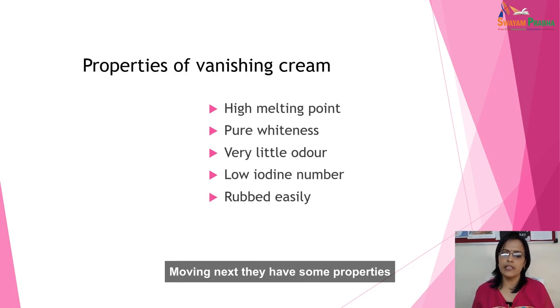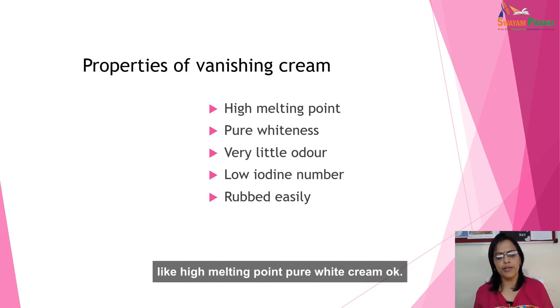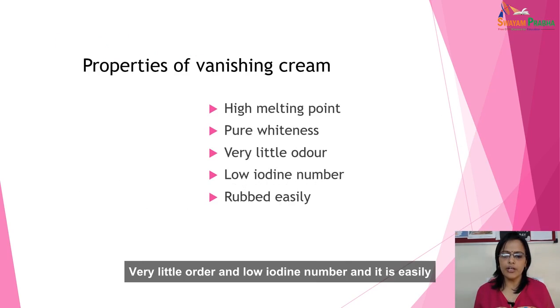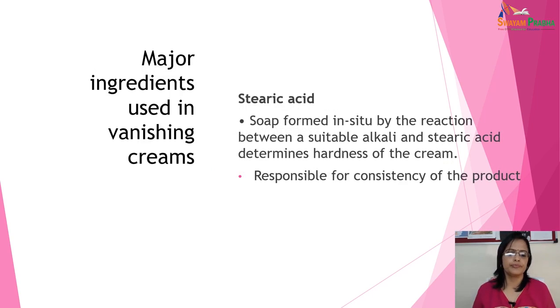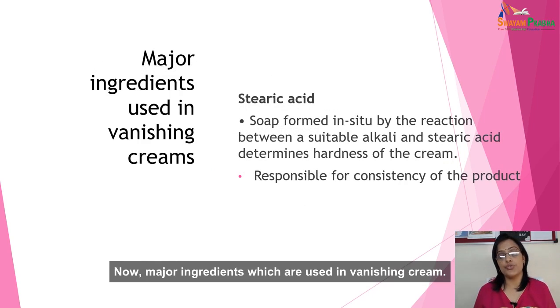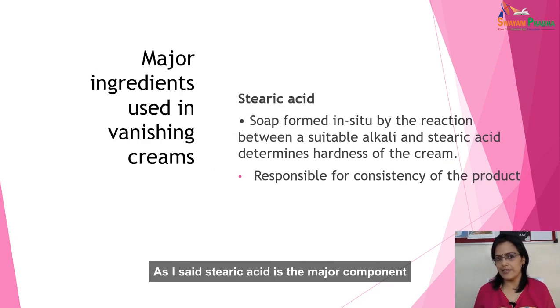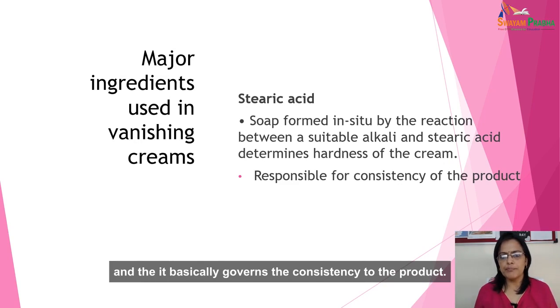Moving next, they have some properties like high melting point and pure white cream, very little odor and low iodine number, and it is easily rubbed on the skin. Now, the major ingredients used in vanishing cream. As I said, stearic acid is the major component. Good quality triple press must be selected, and it basically governs the consistency of the product.